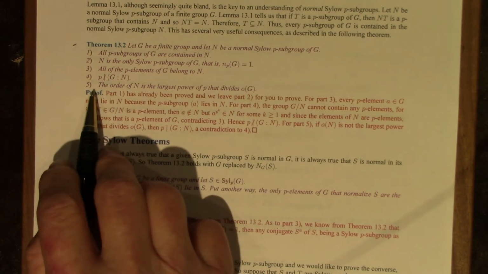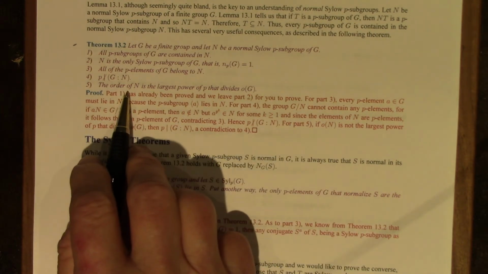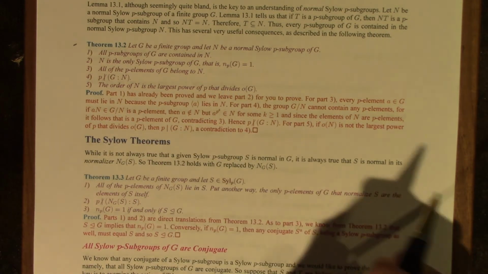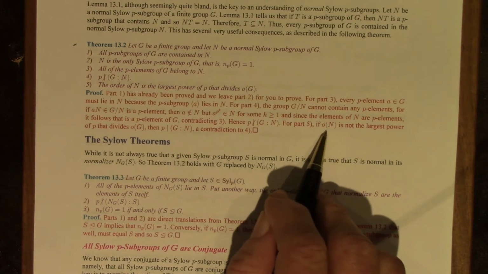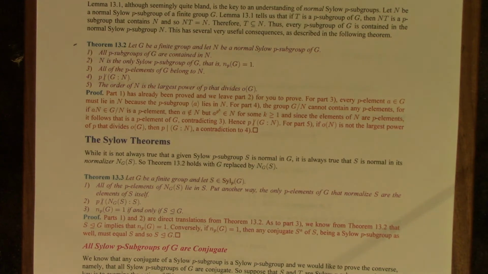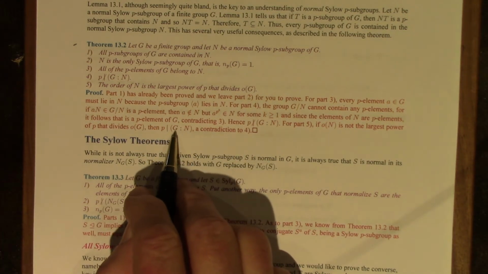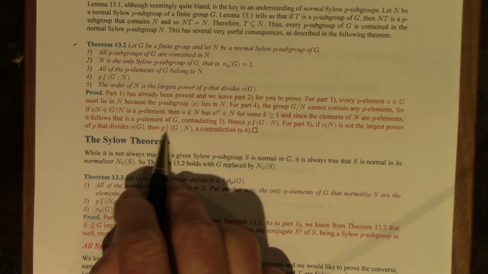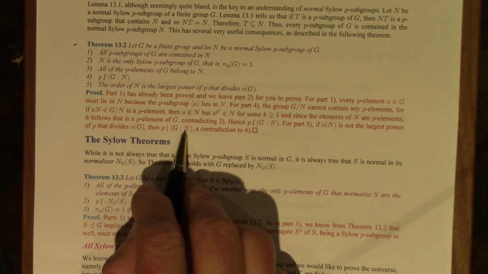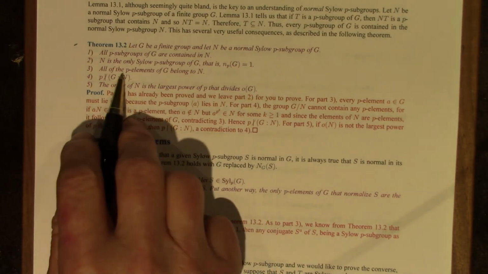For part 5, the order of N is the largest power of p that divides the order of G. Well, if the order of N is not the largest power of p that divides the order of G, then the index of N in G will be divisible by p, and that contradicts part 4.